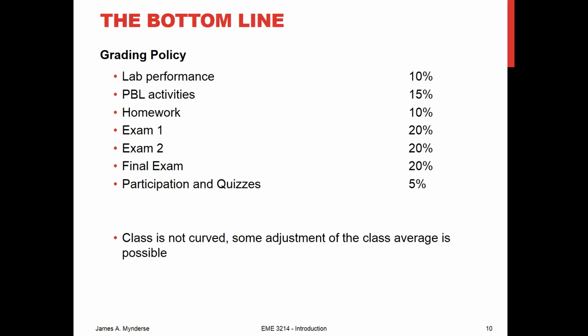Now, the part that you probably care about is, how am I getting graded? These are the different components. You've got labs. Your labs will be done in groups. That's 10% of your grade. You've got the PBL activities. That's going to be 15% of your grade. There's homework. That's 10% of your grade. The homework is actually a pretty low percentage of your grade, but I do encourage you to do the homework. Exams, 20% each. Exam 1, Exam 2, and the final exam are each 20%. And then participation in quizzes is 5%.